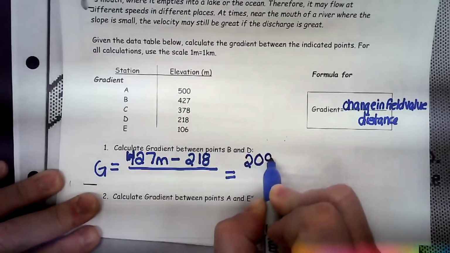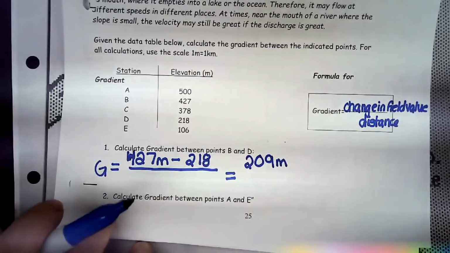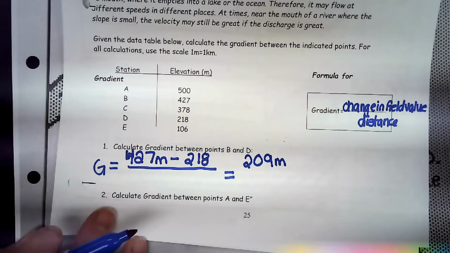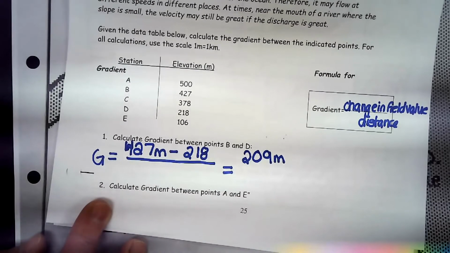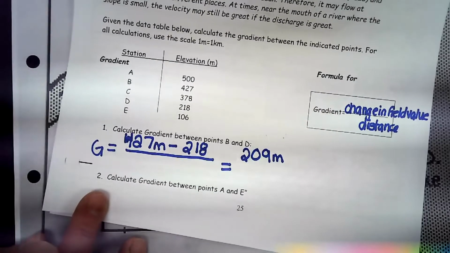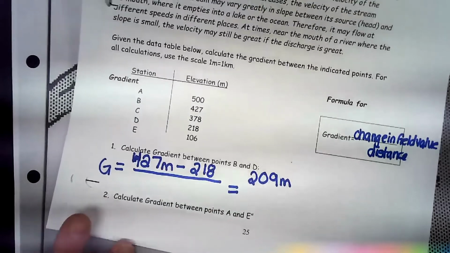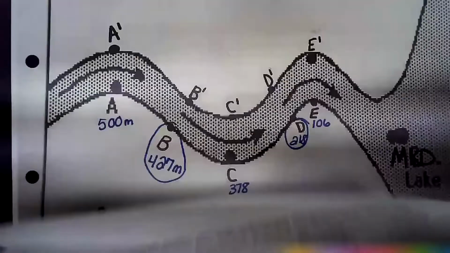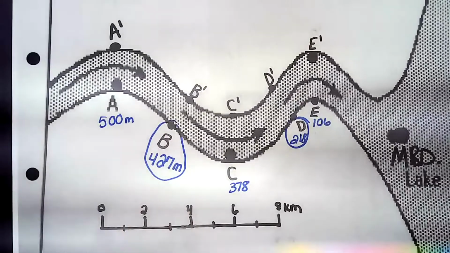209 meters. Those two locations have 209 meters of difference in elevation. That's how much it changes. B is way up here and D is way down here, so that's their change in elevation. Now we need to figure out their distance, in other words, how far apart they are. How will we do that? We're going to use the scale.